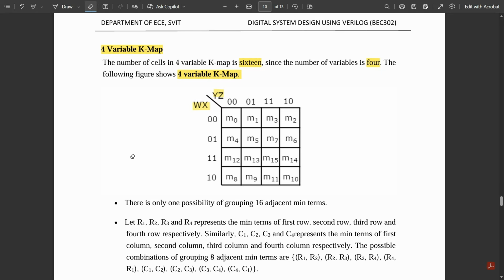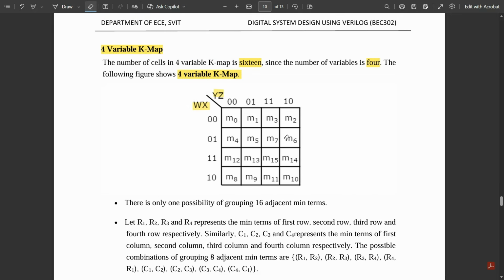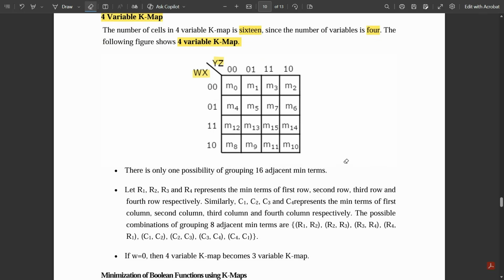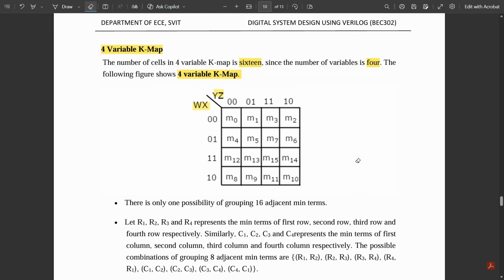So these positionings are very, very important, and the possible combinations are groups of two, four, and eight that can be made. A group of 16 is not there. We could only be doing the groups of 2, 4 and 8 under K map. So this is all about the 2, 3 and 4 variable K map, which you need to know.